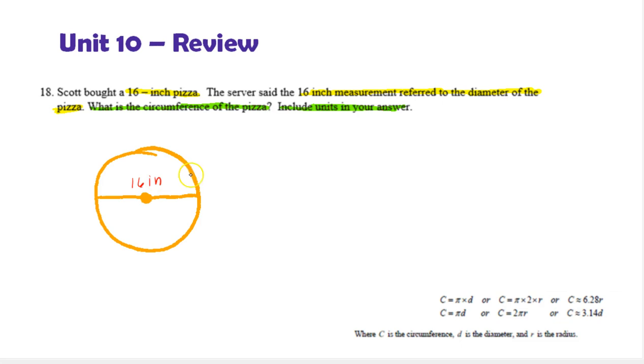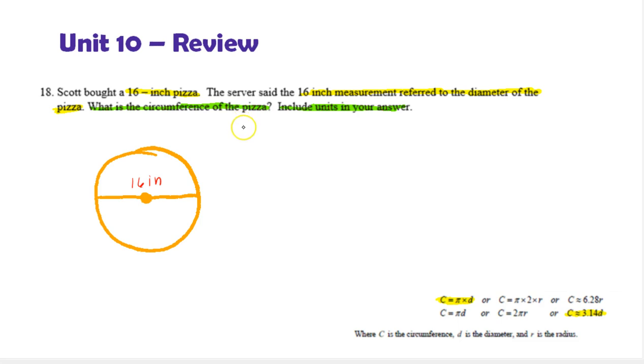So now circumference is the measure of the distance around the outside. It's like the perimeter version of a circle. We just have this special name for it, circumference. And we have some formulas down here. So I'm going to look for the ones that use the diameter. So here's circumference equals pi times the diameter. And here's one that says 3.14 times the diameter. So 3.14 is an approximation for pi.